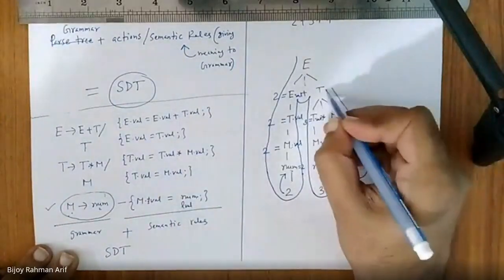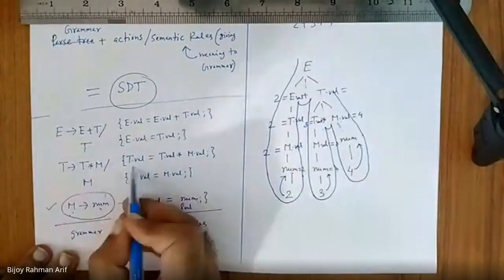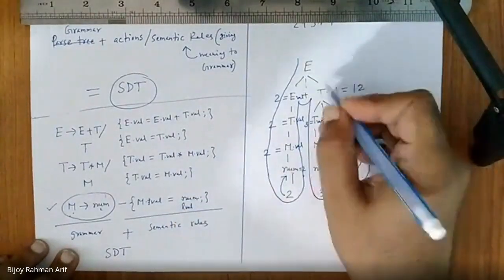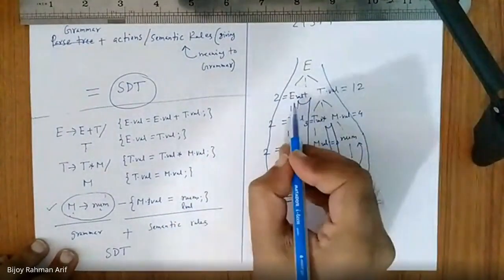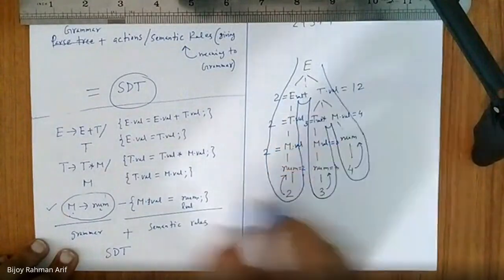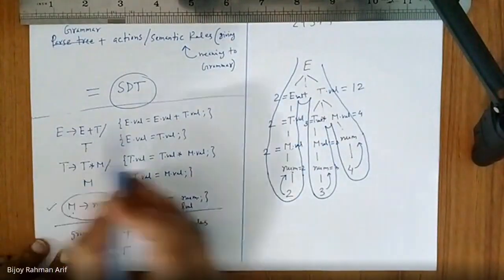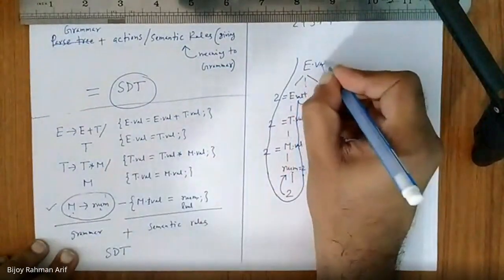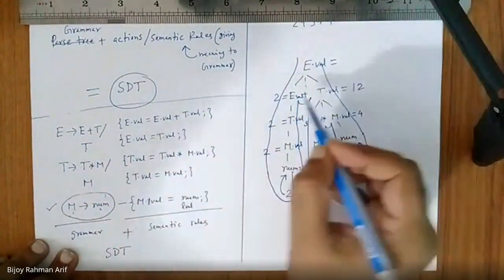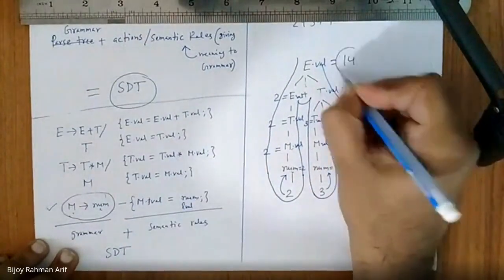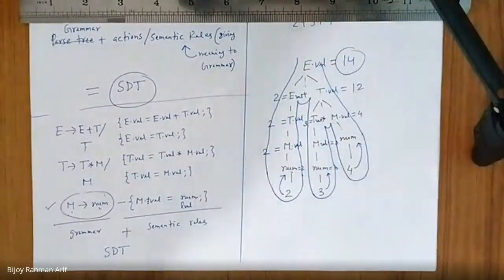So what would be the case? T dot val would become t dot val star m dot val, so it is nothing but 1. And finally this one, e dot val plus t dot val. This is a reduction. E plus t reduces to e. So e dot val is nothing but e dot val, which is 2, plus t dot val, which is 12. So the final answer will be 4. So this is the case.